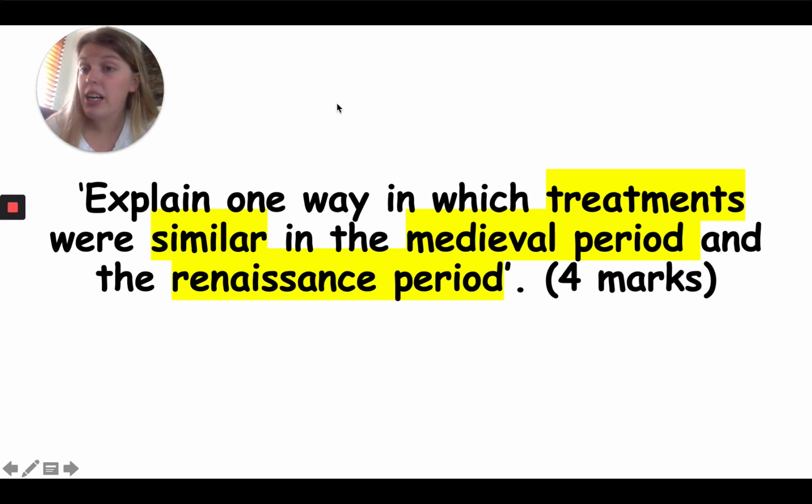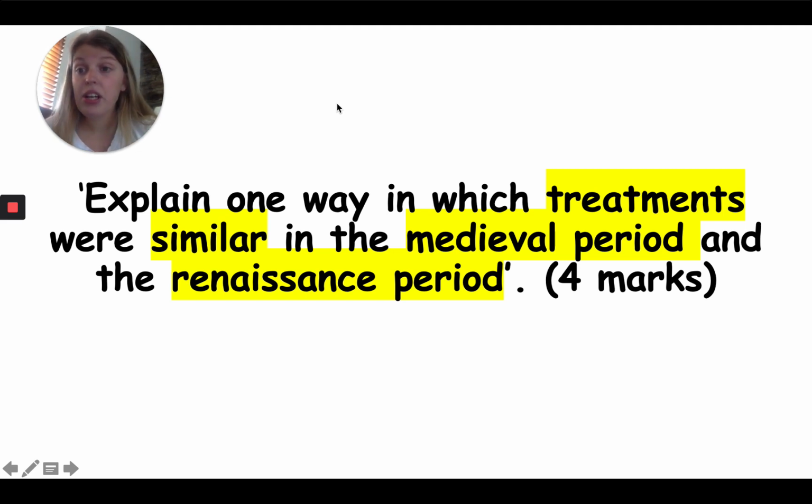So what I suggest that perhaps you do in future is make sure that you highlight the key bits of the question, and I've done it here for you. Okay, so explain one way in which treatments were similar in the medieval period and the Renaissance period. So those bits highlighted in yellow are the really important bits for you to take note of, to highlight, to underline, because if you miss out one of these bits, you risk losing marks. So it's really important that you pay attention to these particular words.